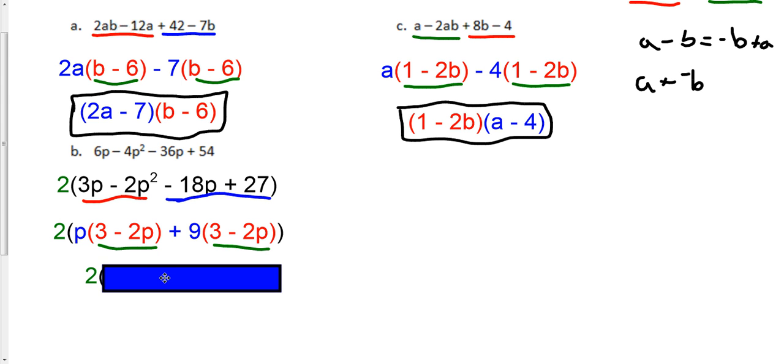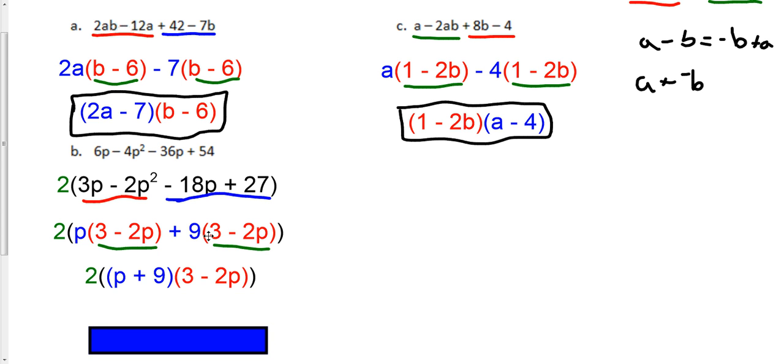So we leave our factor of 2 there like it was before. 3 minus 2p is our red piece, and p plus 9 is our blue piece. So this would be our new factored form. 2 times all of this, it's the two factors p plus 9 and 3 minus 2p.